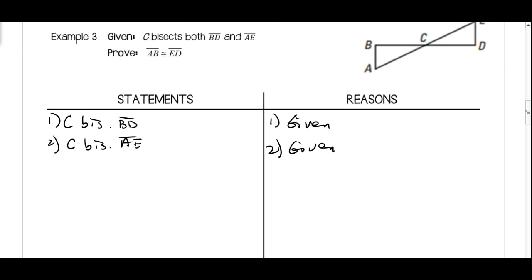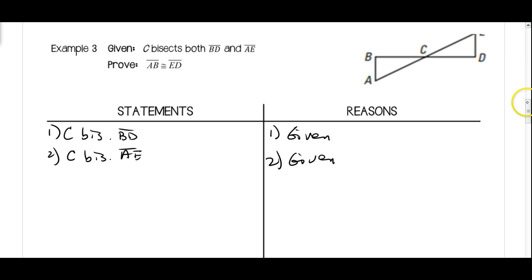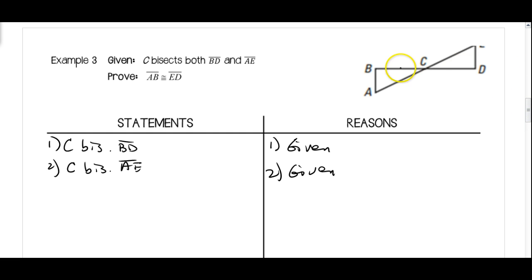And you'll notice I separated the given into 2. Since C bisects both BD and AE, I just wrote it as 2. And we know that if it bisects it, it divides it into 2 congruent parts. So I have this congruent to this. And that's an E up here if that didn't show up on your paper. And let's get that down. So I've got BC congruent to DC.